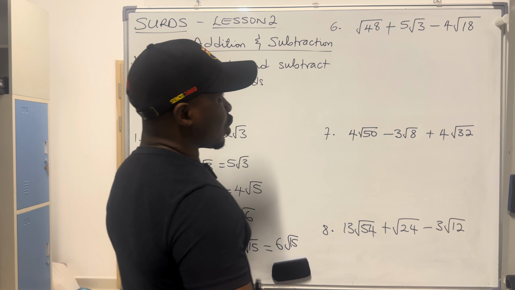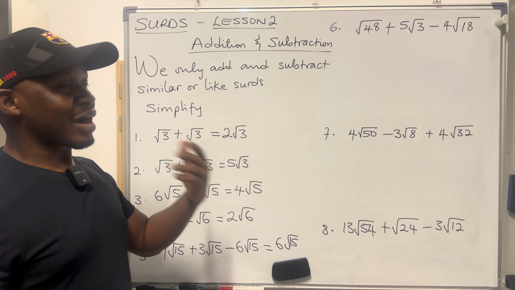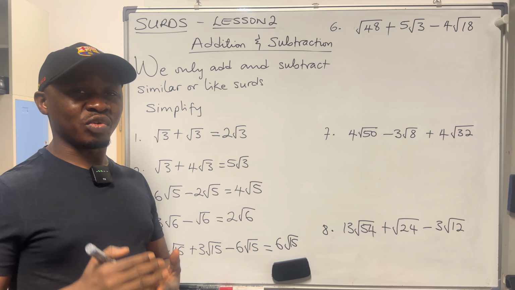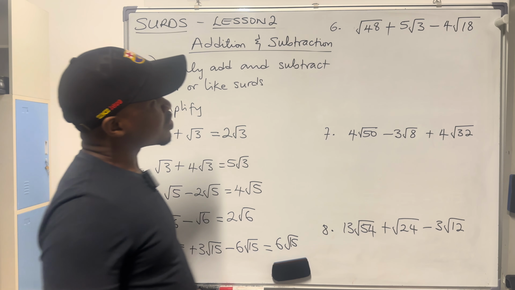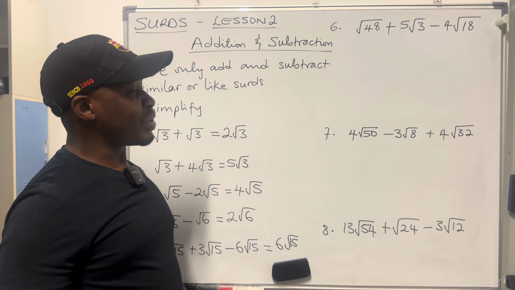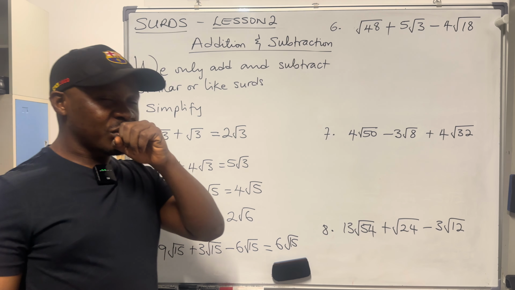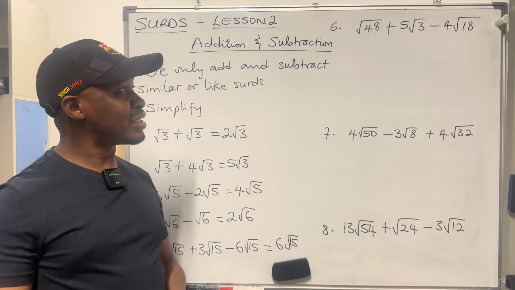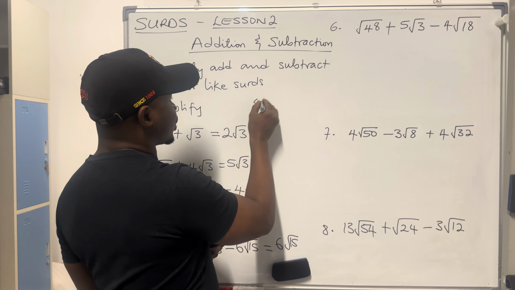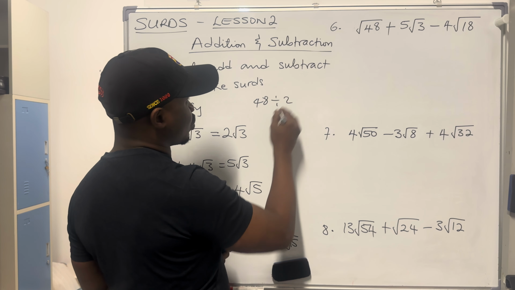Now let's come to something that we cannot directly add or subtract, and that is what you should be expecting if you are preparing for exams. Okay, here is root 48. Do you think we cannot reduce 48 or simplify it further? Let's find out. The first thing we do, we say 48 divided by 2.